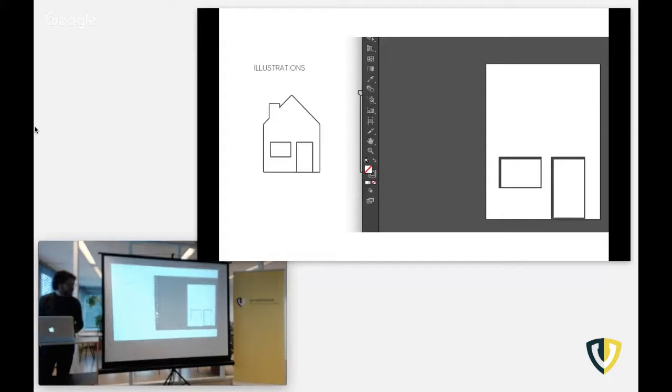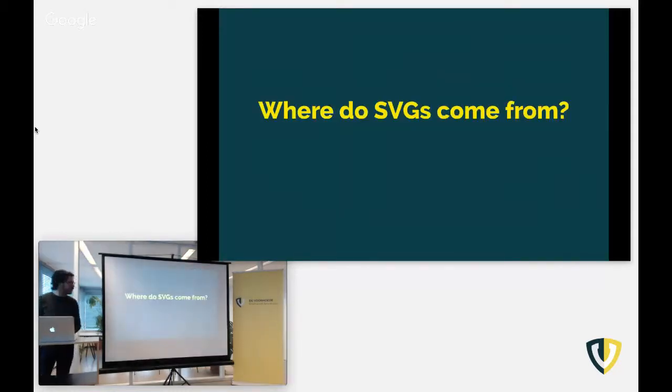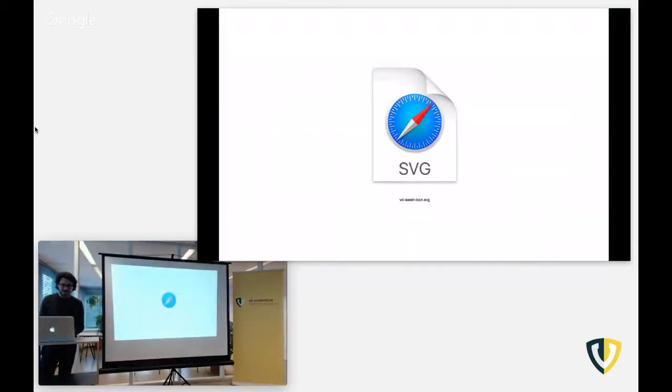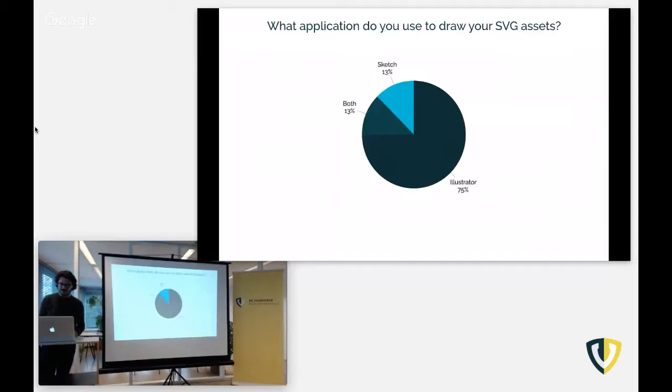And other times you get a drawing like this, and you open it in Illustrator, and all of a sudden everything is gone, and it looks horrible. And then when you put it on a website and it looks like this, then you're the one to blame. So I want to preemptively figure this out and dove into it. So where do SVGs come from? Often you get a file, vd.icon.svg, from a visual designer, and I started asking them, what application do you use to draw your SVGs?